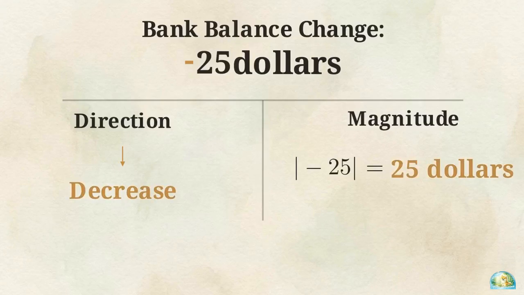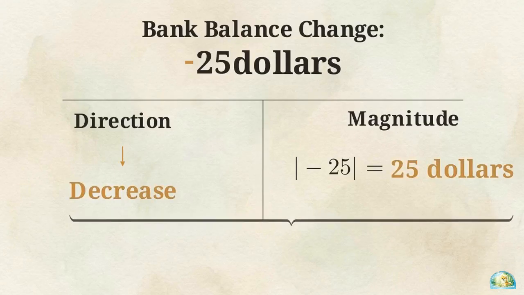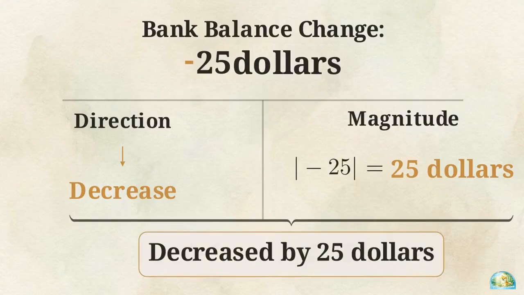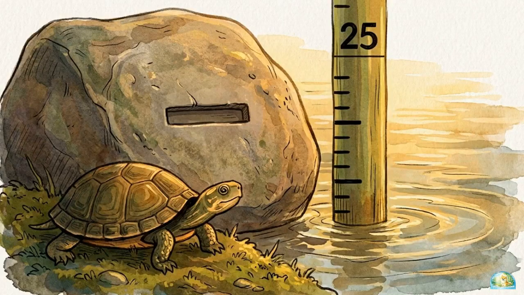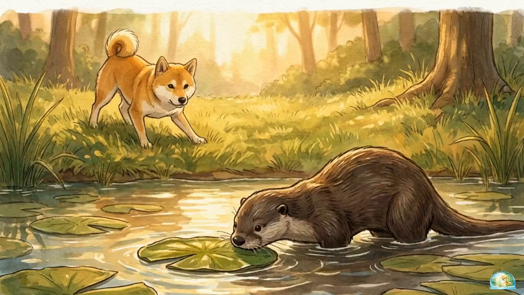Combining these two pieces of information provides a complete picture of the event. The account decreased, and the total size of that change was $25. The mathematical sign dictates the nature of the event, a gain or a loss, while the absolute value dictates the scale of the impact. Sedge and Kit return to the water's edge as the day's measurements come together.